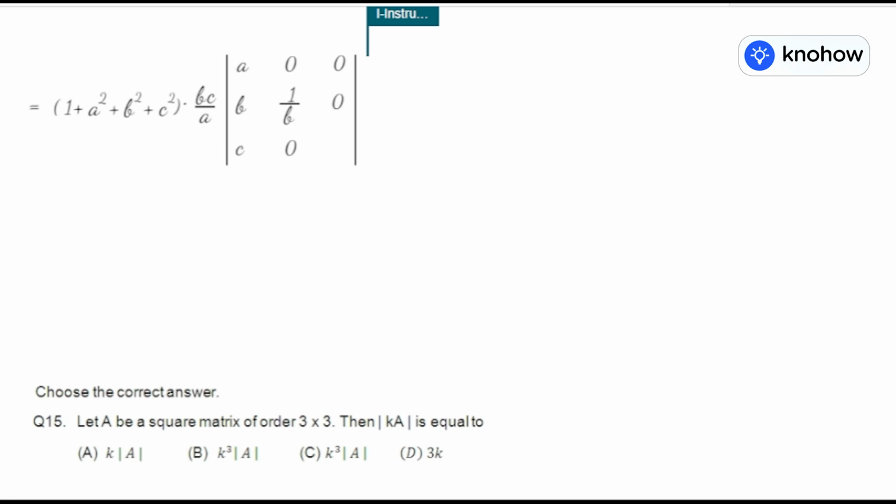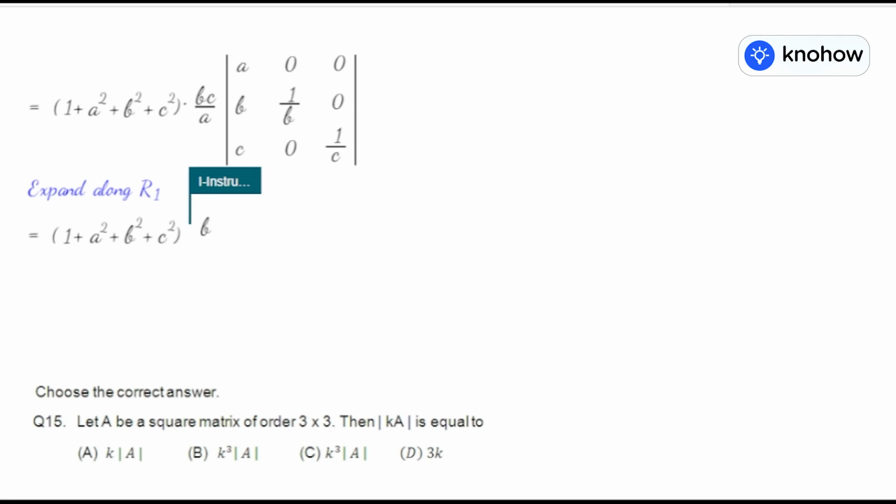And now it is simple: you expand it along row 1. Expand the determinant along R1. What do you get? 1 plus a square plus b square plus c square into bc by a. This is already there. And when you expand it along row 1, you get a times 1 by b into 1 by c, 1 by bc, minus 0, and the rest of the two elements, of course, will be 0 each.